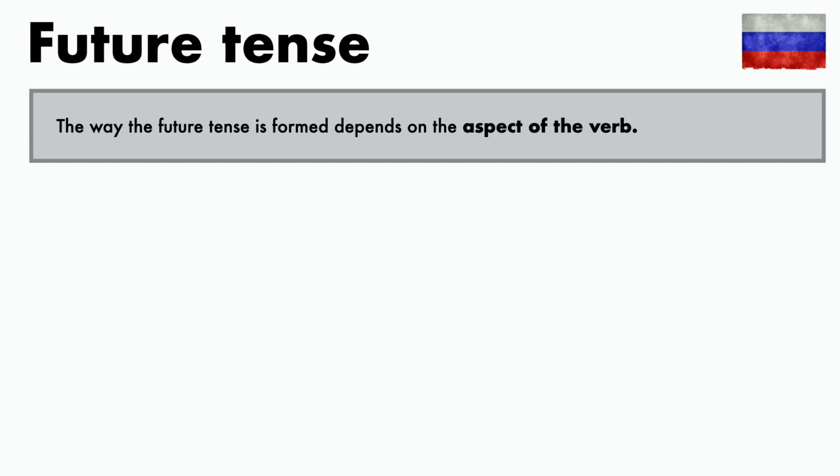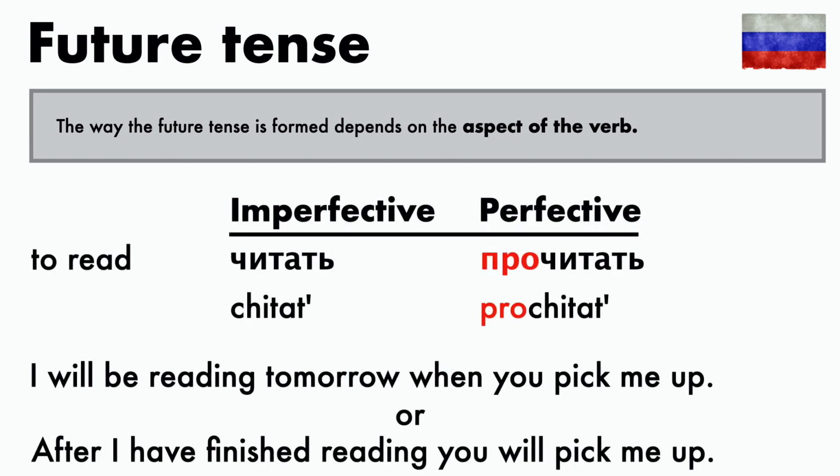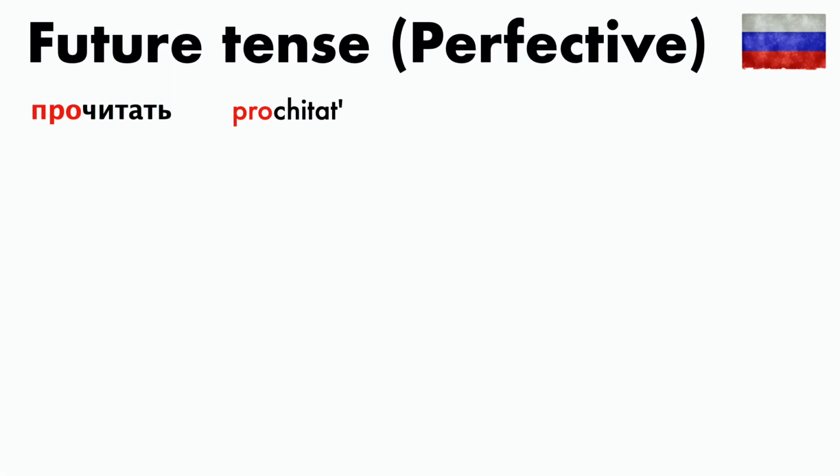Let's move on to the final tense of the Russian language, the future tense. As in the past tense, the future tense also uses both aspects of the verbs. Even though the difference might sometimes be very small, you should still think about the context to choose the correct aspect. Do you want to say that I will be reading tomorrow when you pick me up? Or after I have finished reading, you will pick me up? Let's have a look at the detailed conjugations.